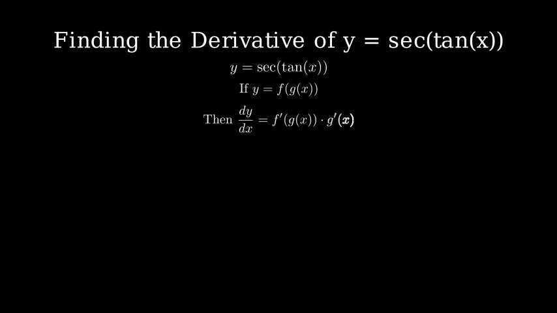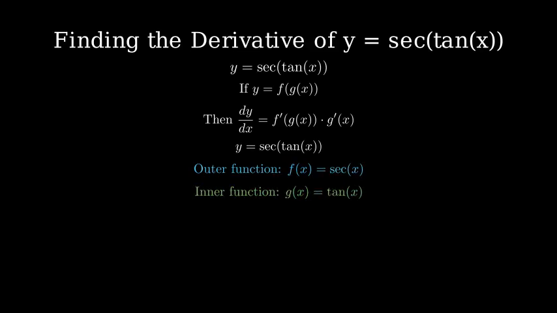Remember, the chain rule states that if y equals f of g of x, then the derivative dy dx equals f prime of g of x times g prime of x. In our case, we have a composition of two functions. The outer function is secant, and the inner function is tangent of x.